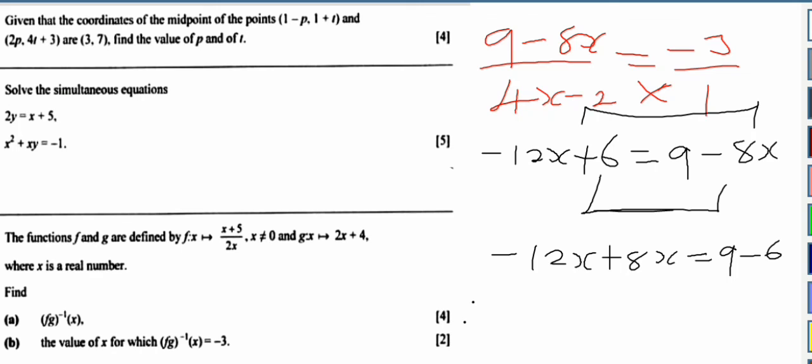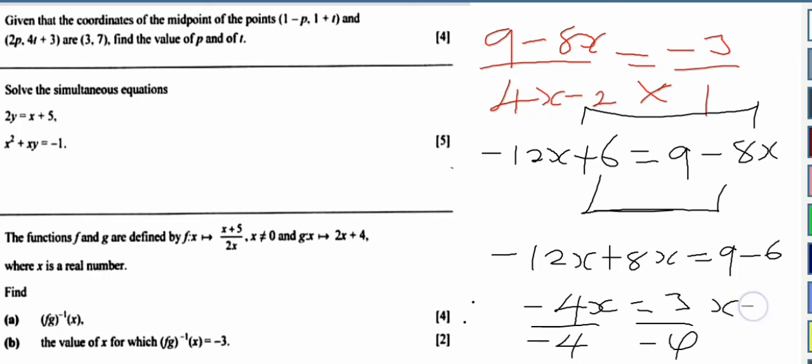So negative 12x plus 8x, we are going to get negative 4x, being equal to 9 minus 6, we are going to get 3. So I'm just going to divide this one by negative 4, even here by negative 4. So the value of x is just going to be 3 over negative 4. So this one is our value for x.